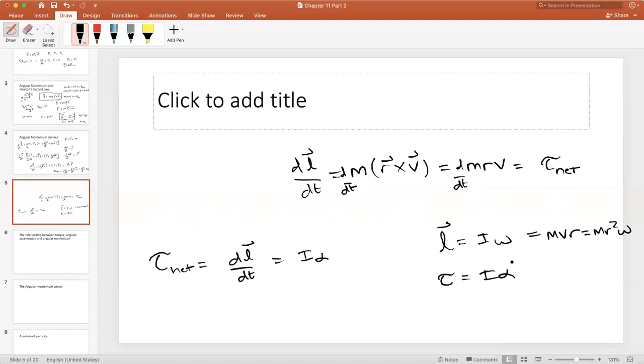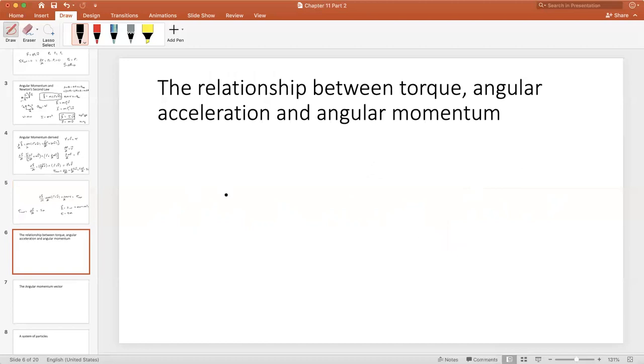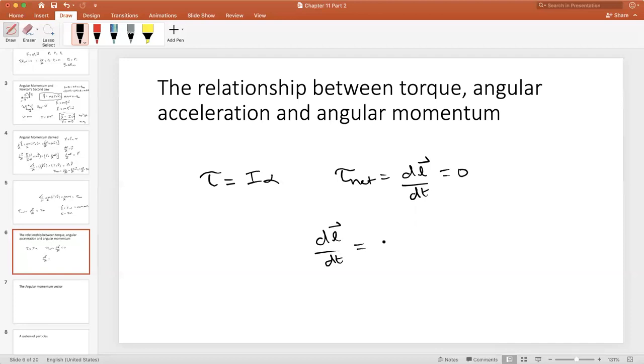So let's come back to the relationship between all of these. And if the torque is I alpha, that means that the net torque is equal to the time rate of change of the angular momentum. If this is 0, we get that since dL/dt is equal to L final minus L initial, and if that is 0, then we get L final is equal to L initial for a point particle.